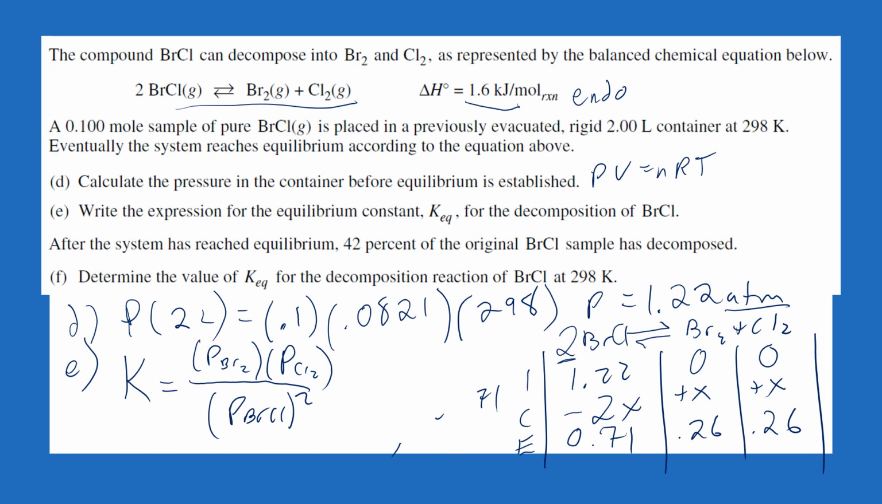Now that you have your equilibrium values, you can plug them back into your K expression. So the 0.26 squared, because they're the same on the top, over the 0.71 squared on the bottom, and you get 0.13 is your answer for F. I can't do my alphabet today.